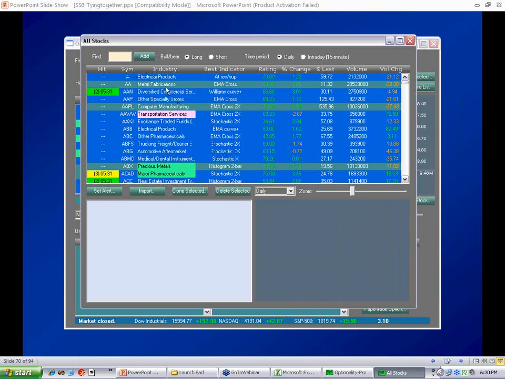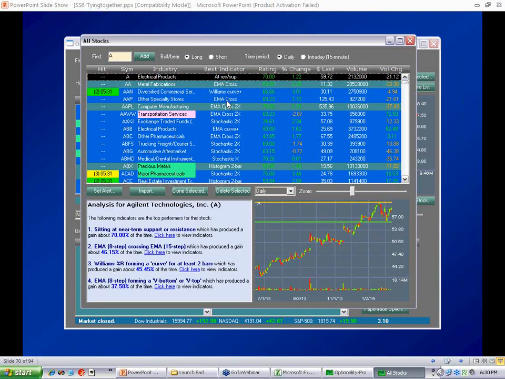What you have here, let's forget the left column for a second. The column you're most interested in is this column here called Best Indicator. It might be hard to see for you guys, but it's the fourth column in. This tells you what the best indicator for that stock is per its track record. If you click on it, it will give you the full analysis.